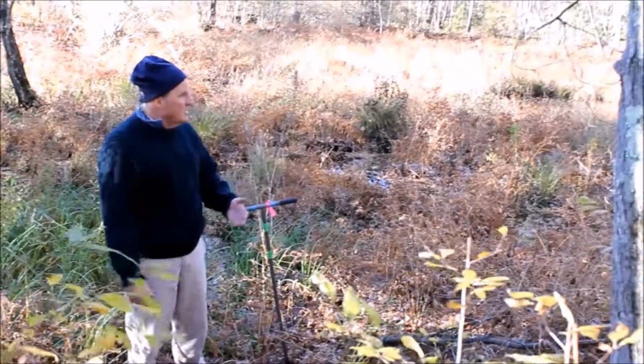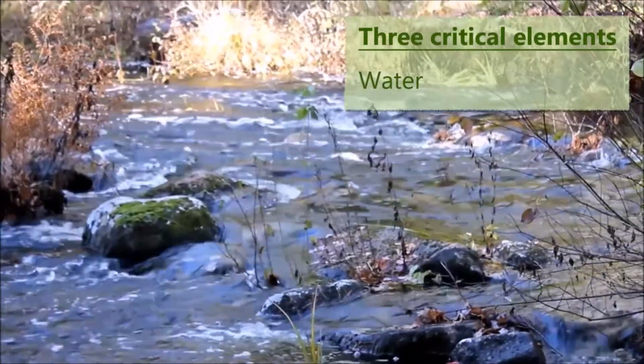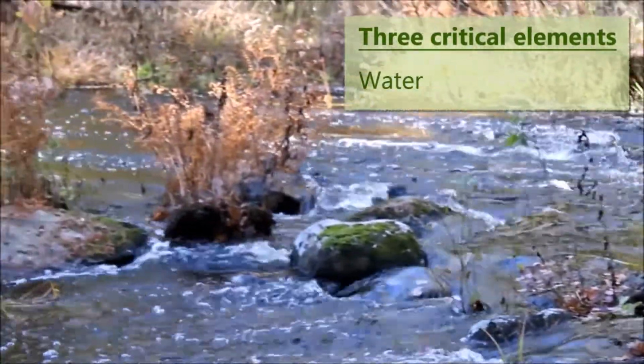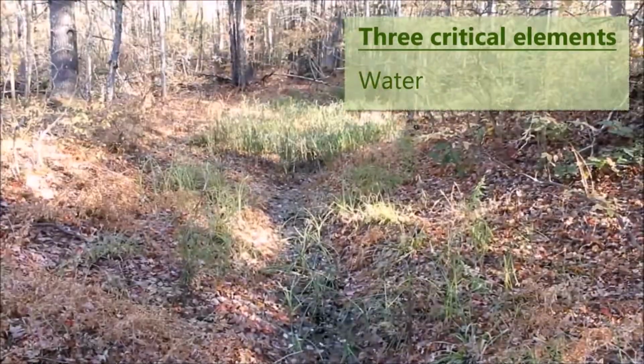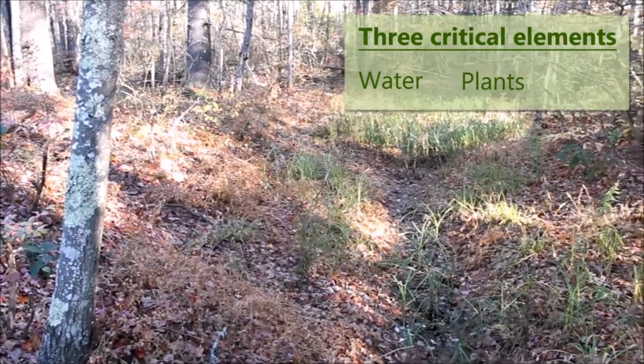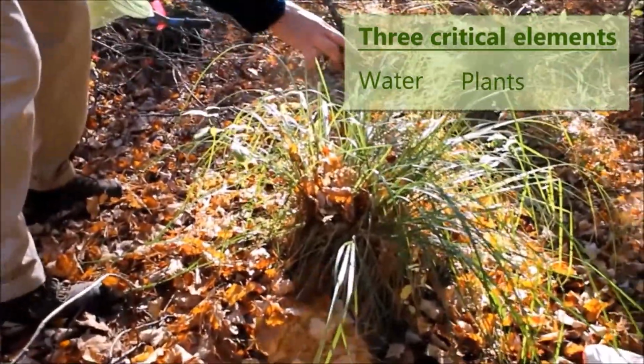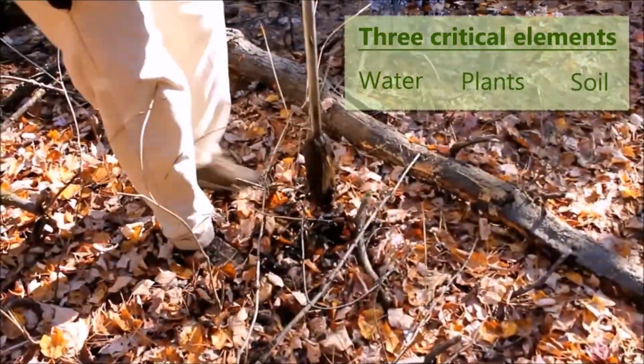A wetland is determined by three critical elements. First, water, in the form of water on the surface or water in the soil. Second, plant community. The vegetation that grows in an area determines whether it's wet or dry. And finally, soils.